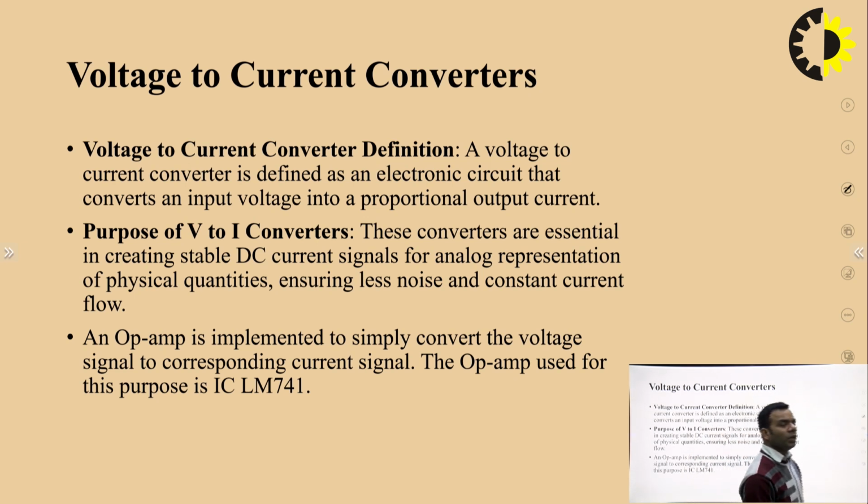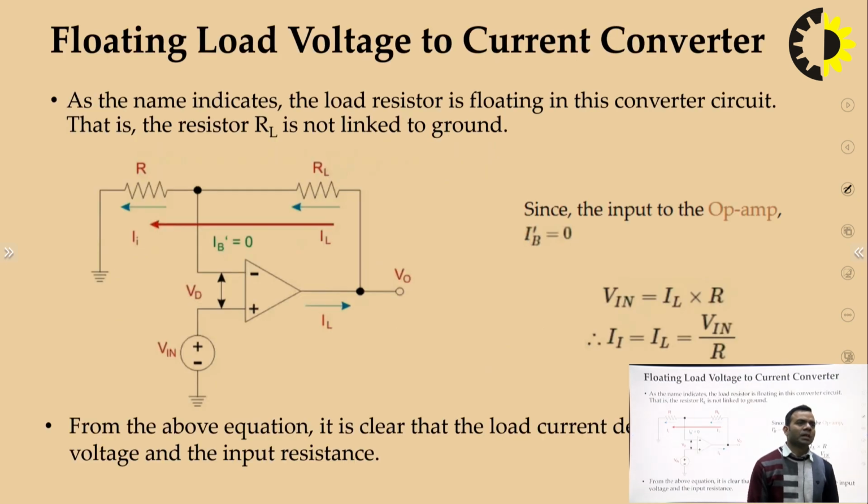Next is the voltage to current converters. Voltage to current converters are the circuits which can convert a voltage into current, and these types of circuits are known as voltage to current converters. Actually, there are two types of voltage to current converter circuit: the floating load voltage to current converter and the grounded load voltage to current converter.